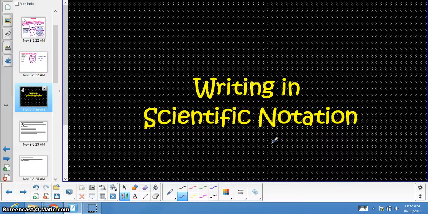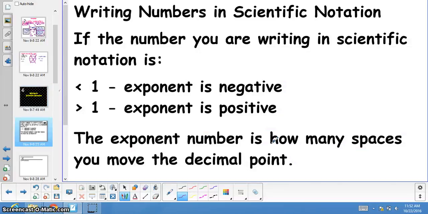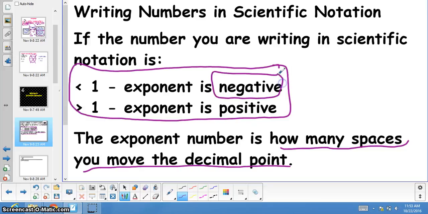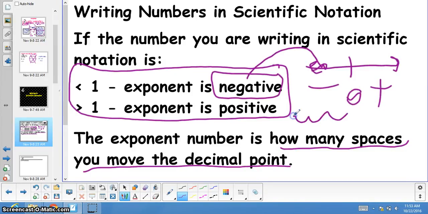So, how do you write numbers in scientific notation? Couple of things you need to remember. Your exponents let you know which direction to move things, your decimal to be specific. The exponent tells you how many spaces to move the decimal. If the exponent is negative, think about an integer line. Negative to the left, positive to the right. Exponent negative, you're moving to the left. Exponent positive, you're moving to the right. Let's look at some examples.